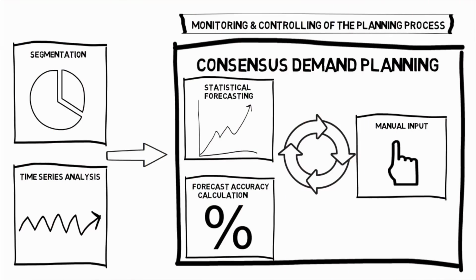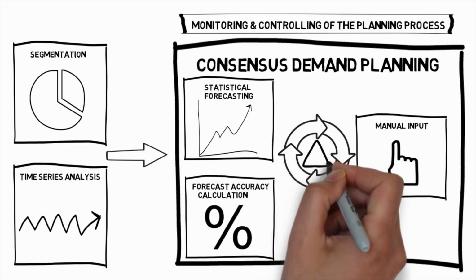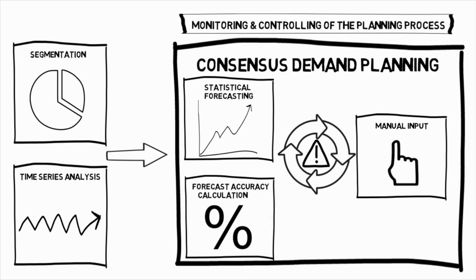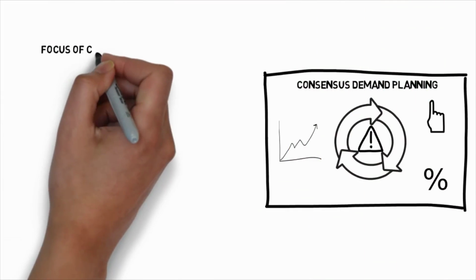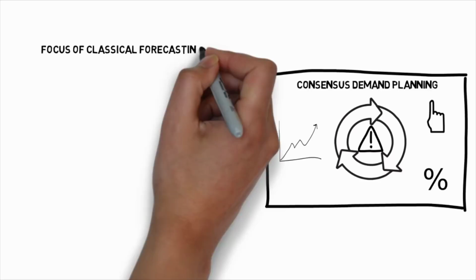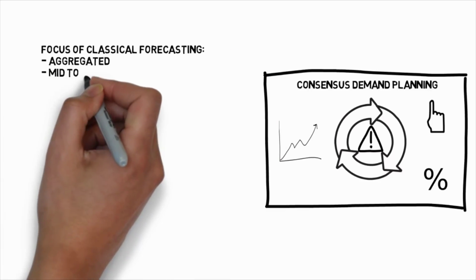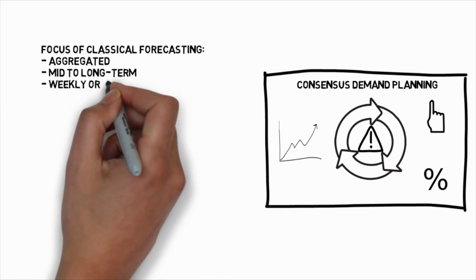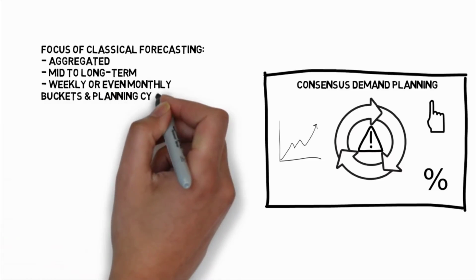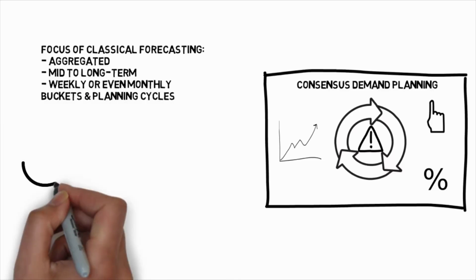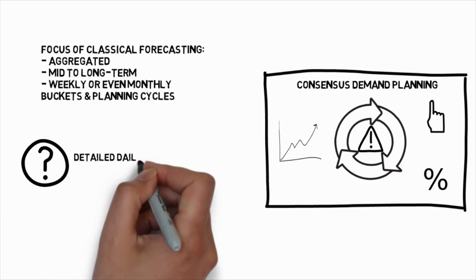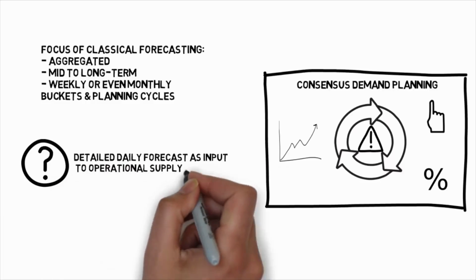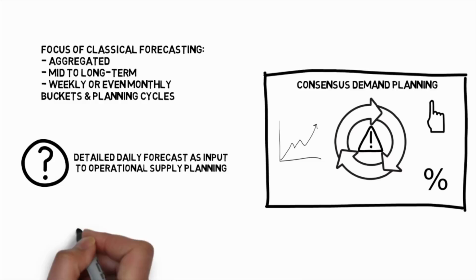By defining appropriate alerts, the forecast accuracy measurement process can be fully automated, and planners can react on exceptions and accuracy issues only. So far, we have talked about the classical weekly or monthly recurring consensus demand planning process, which is often on an aggregated level, mid to long term, and in weekly or even monthly buckets. But what is the next step to tackle growing market volatility? How do we come to a detailed daily forecast as input to operational supply planning processes like deployment?